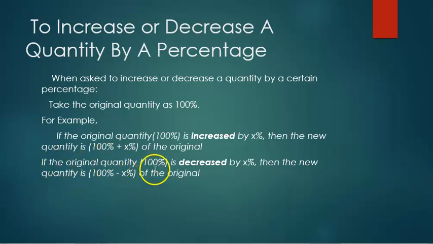And if the original quantity 100% is decreased by X%, then the new quantity is 100% minus that percentage which has been decreased, of the original. So this is how to increase or decrease a quantity by a percentage. To increase, we add that percentage to the original quantity, which is 100%. And when we are asked to decrease by a certain percentage, we subtract from the original, and of the same original. Let's take an example to make it easy for us.